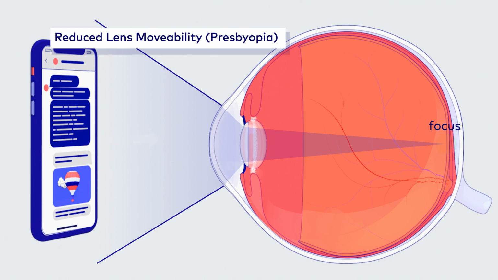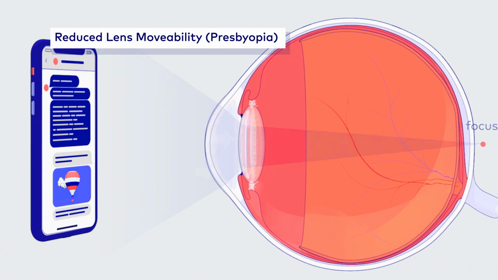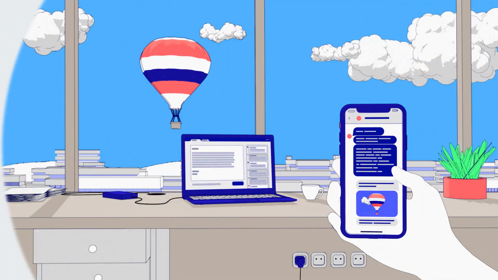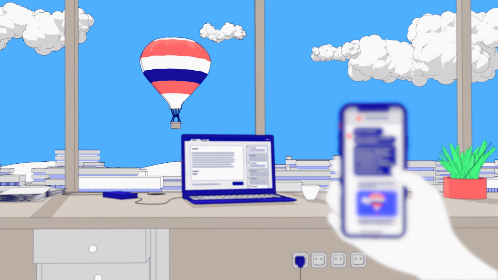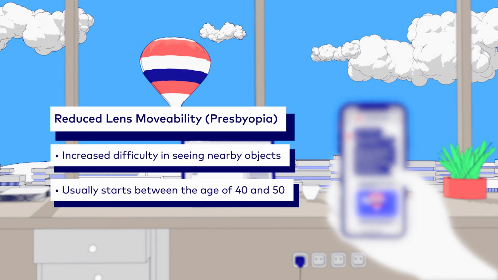Lens accommodation worsens with age as the lens itself becomes more rigid and less flexible, causing increased difficulties in focusing on nearby objects. This condition is called presbyopia and is developed by most people between the ages of 40 to 50.